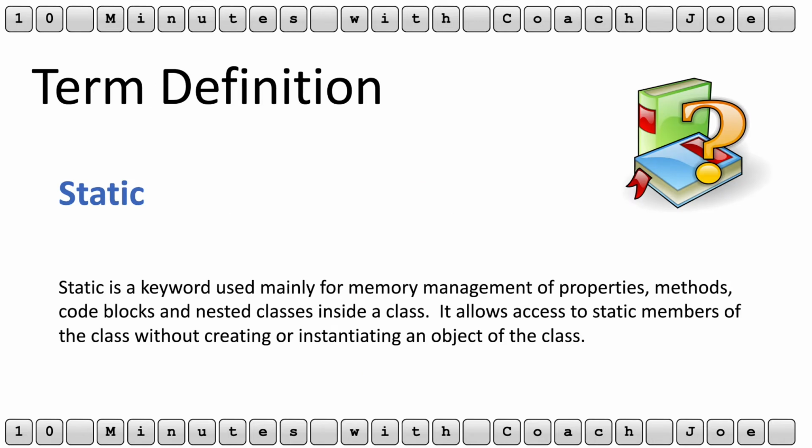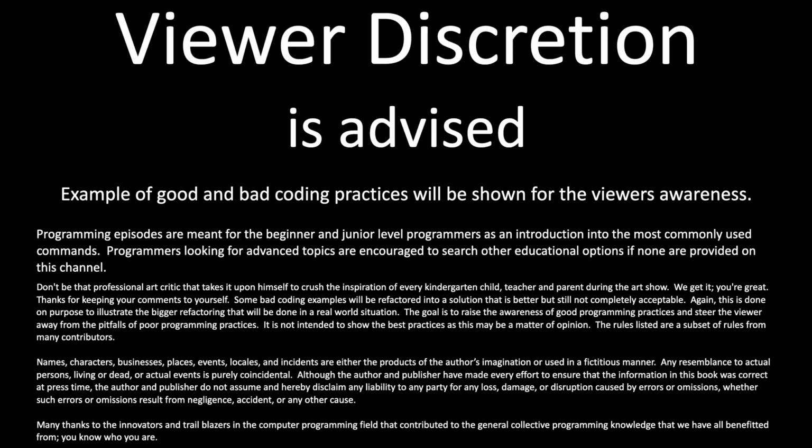Static is a keyword used mainly for memory management of properties, methods, code blocks, and nested classes inside a class. It allows access to static members of the class without creating or instantiating an object of the class. Memory management is an important part of this definition to understand. The following examples are intended to be a general understanding for beginners and is not exactly how memory management works. Please do additional research if interested.